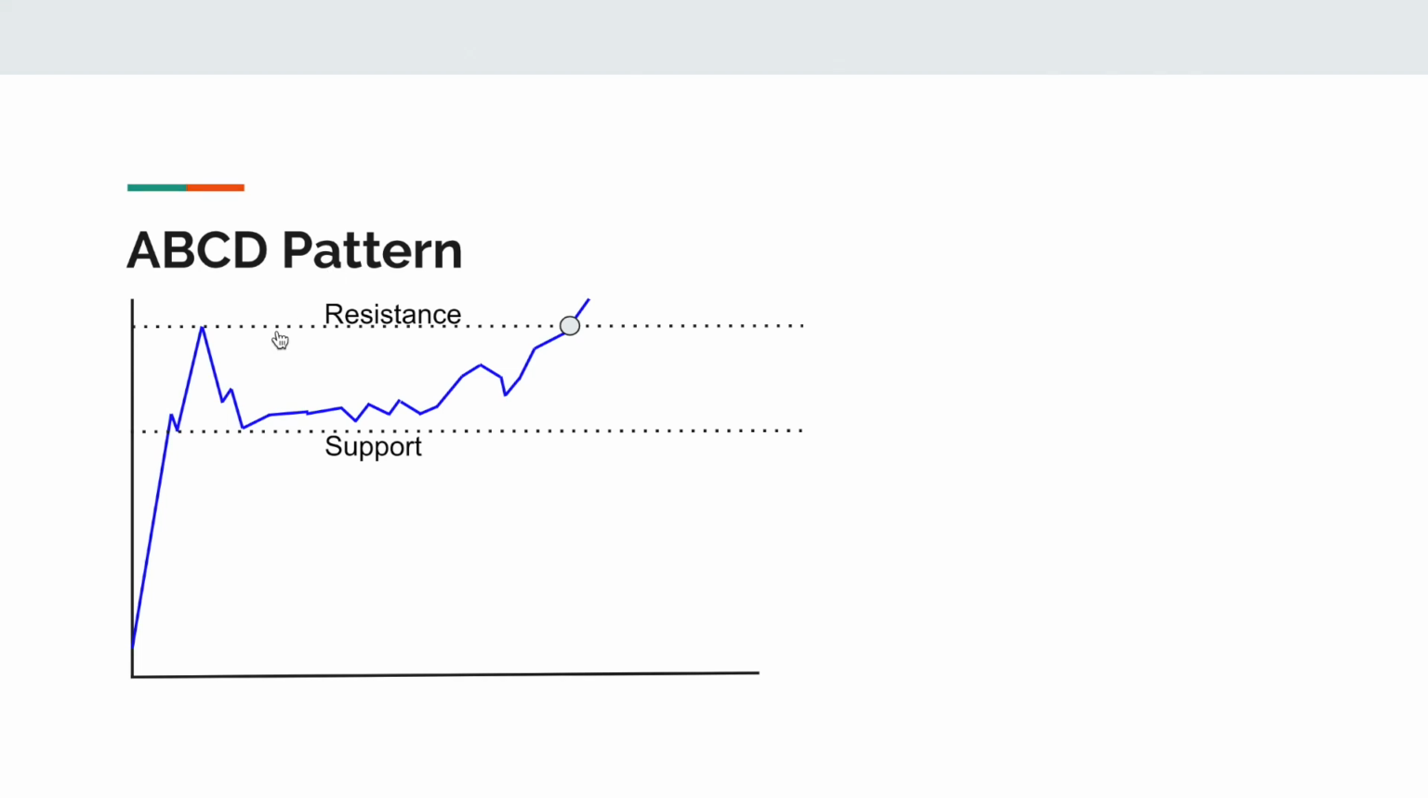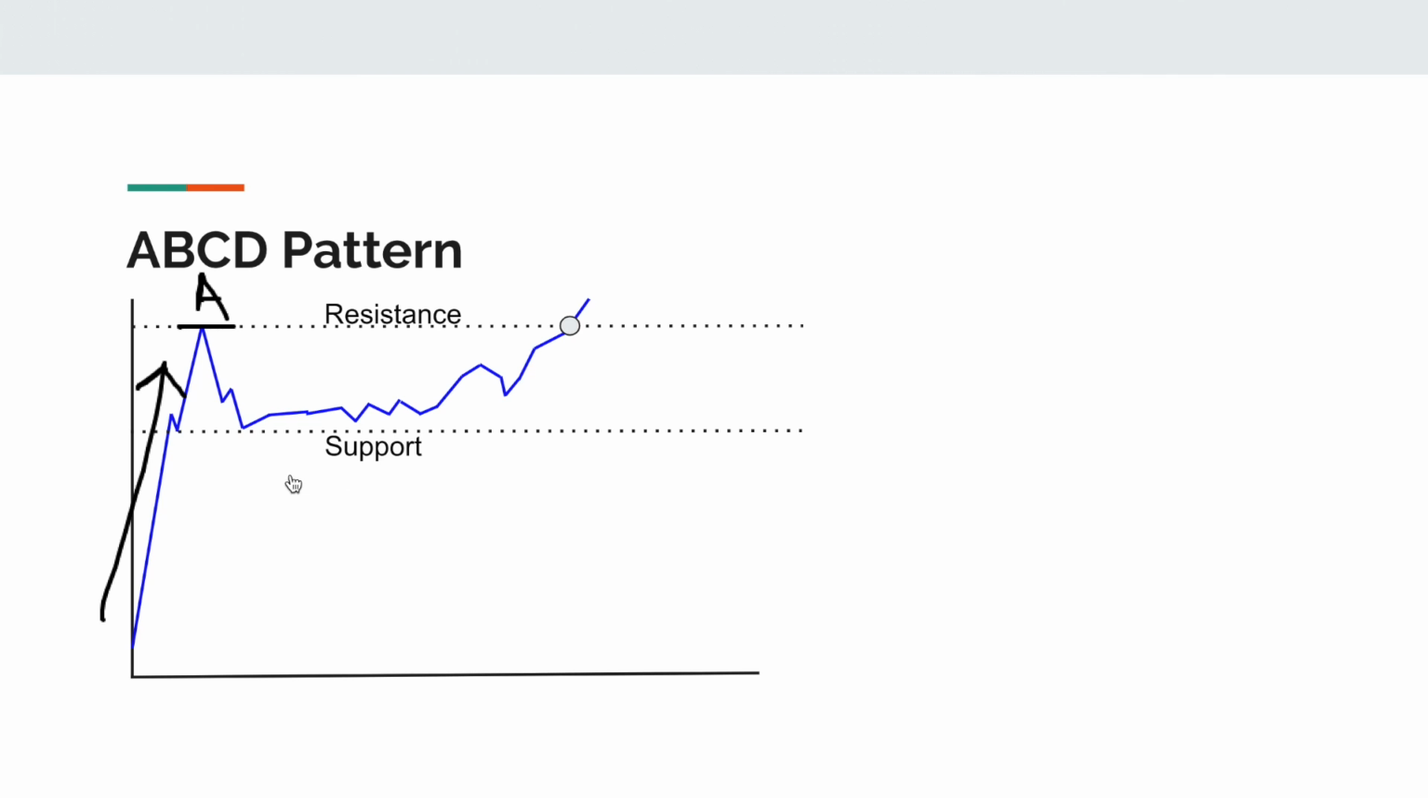So the first part of the ABCD pattern would be this uptrend right here. ABCD patterns come off of an uptrend and eventually hit this resistance line at the top. Resistance simply means that the stock could not go further. This is the top dollar that people were willing to buy and they weren't willing to go any further up. Now that you've established this part, this is what you want to label as A.